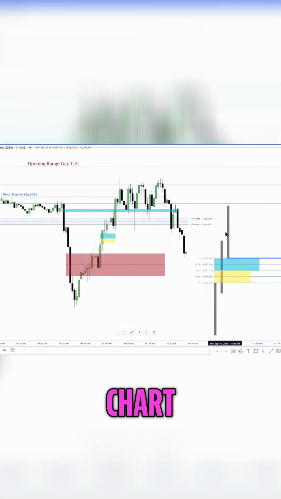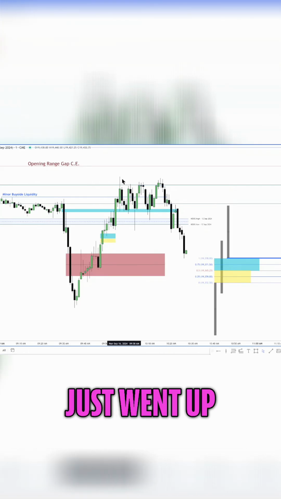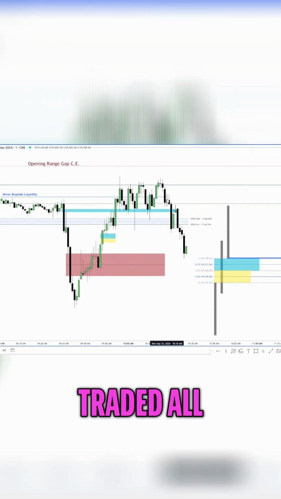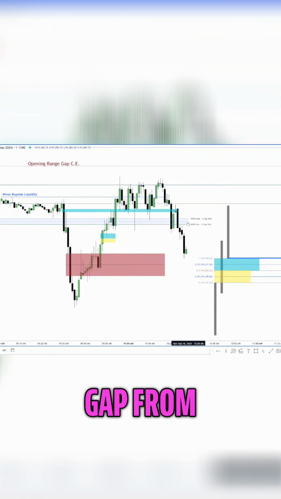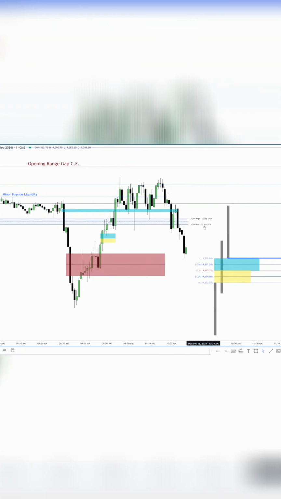So back in the 1-minute chart, that's that lower quadrant level there. Okay, you see what it just went up there and it just hung around in that area. And then broke lower, traded all the way down and through new day opening gap from Friday. Again, that's the wrong date. I hope the gentleman fixes this.